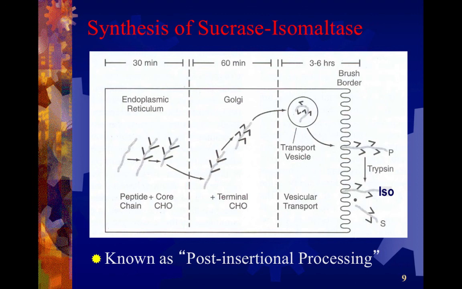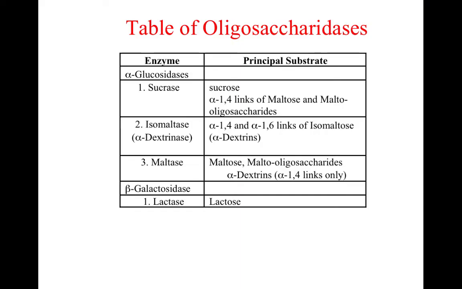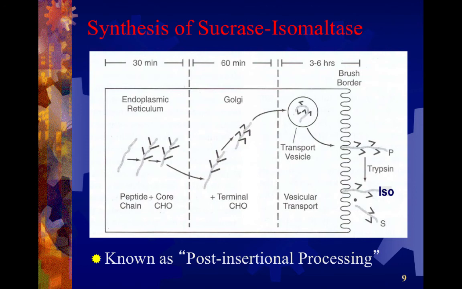This is an interesting slide for a few different reasons. One is it kind of shows how two of these brush border enzymes get there. This is looking at the synthesis of sucrase isomaltase, two different enzymes that are included in this table. These two enzymes are actually made from one gene, so they're made from one mRNA.